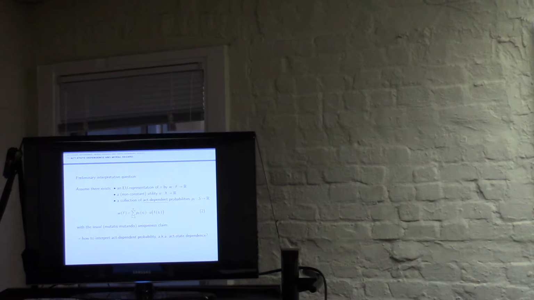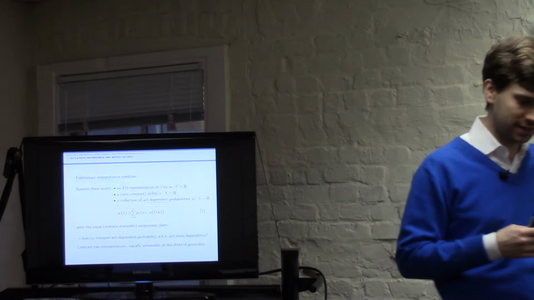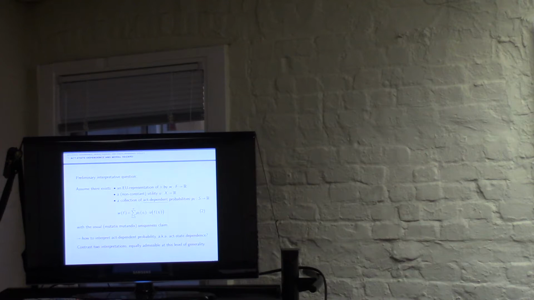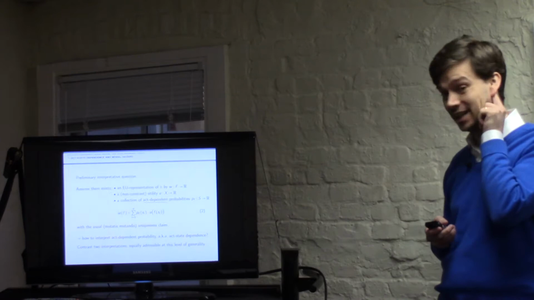And I want to convince you that there are two interpretations. One may be more salient in your mind than the other. They are equally admissible at this level of generality. What it means is that if I just tell you act-dependent probability, the two interpretations are equally good and you cannot adjudicate between them. Yeah?